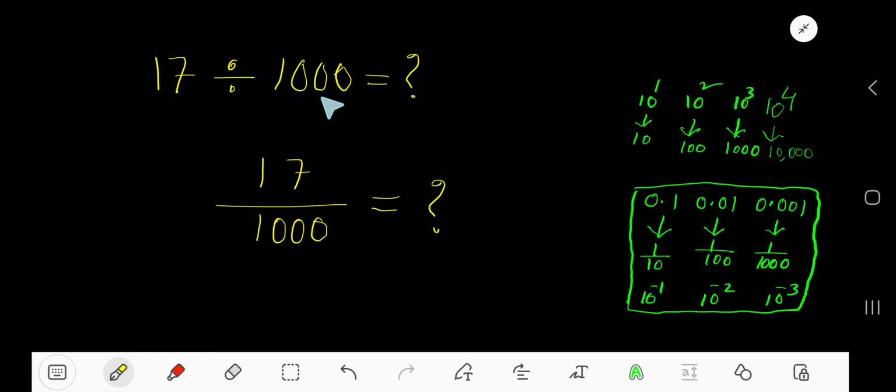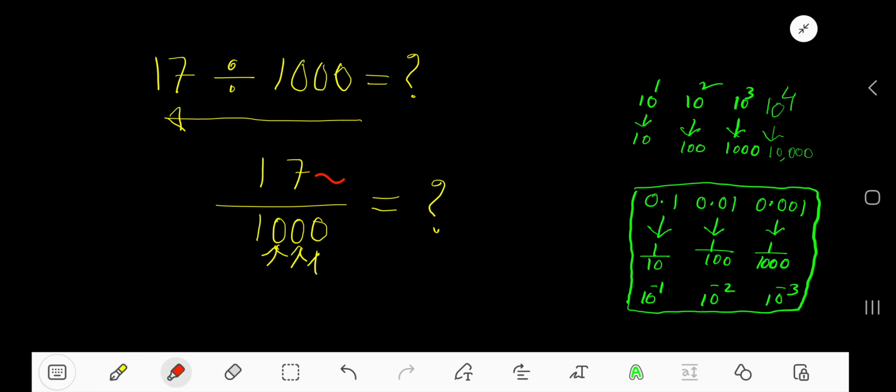17 divided by 1000. 10, 100, 1000, 10,000, these are called powers of 10. To divide a whole number by a power of 10, just count the number of zeros in the power of 10 number and move the decimal from right to left by that number of zeros. Here the number of zeros is 3, so we need to move the decimal point 3 places from right to left.